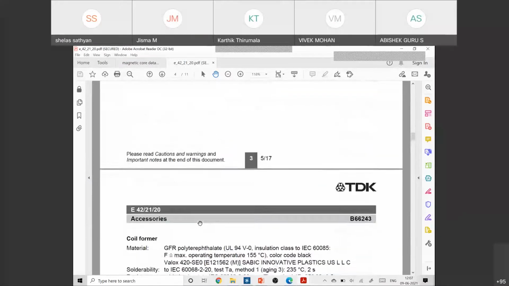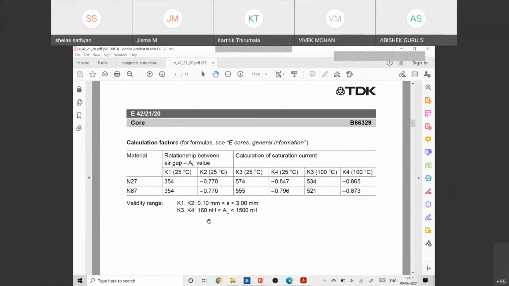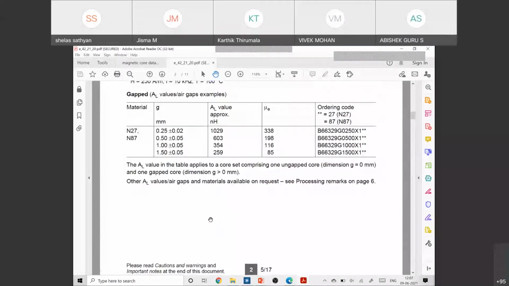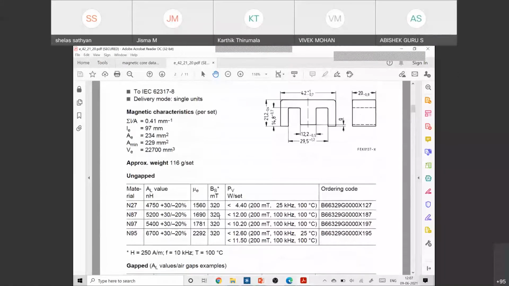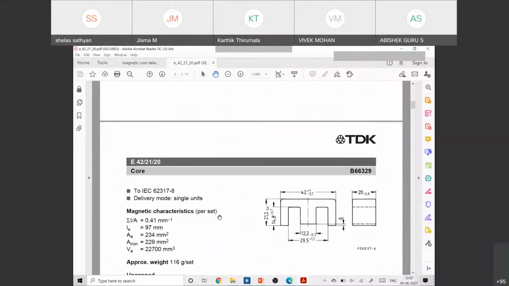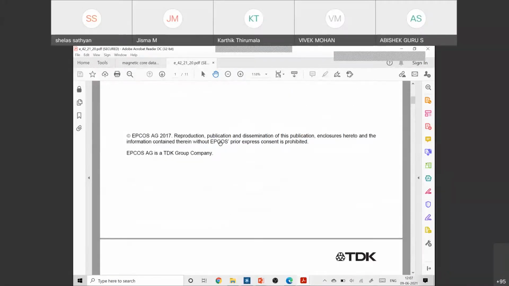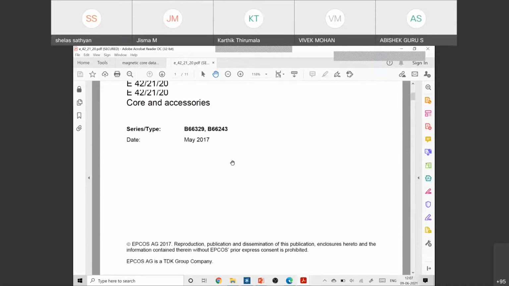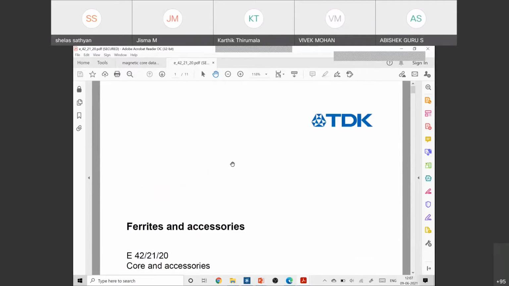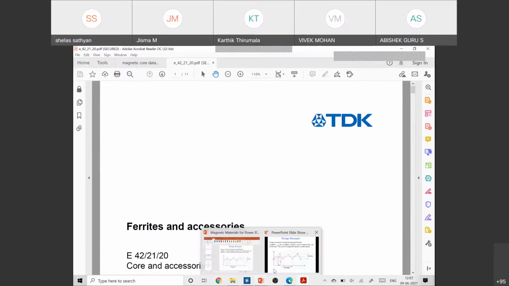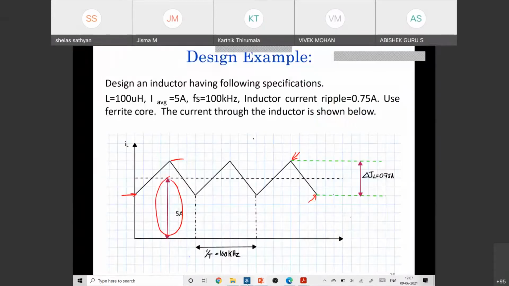This is the manufacturer TDK. They are basically selling through EPCOS. EPCOS and Ferroxcube are the two good manufacturers of ferrite cores. In India also we have a company called Cosmic. They are also providing good ferrite cores.